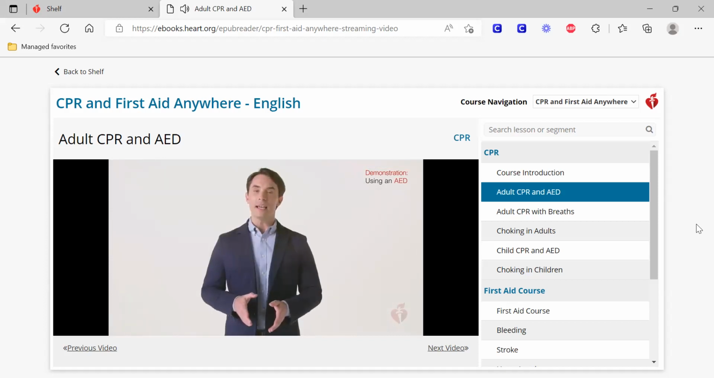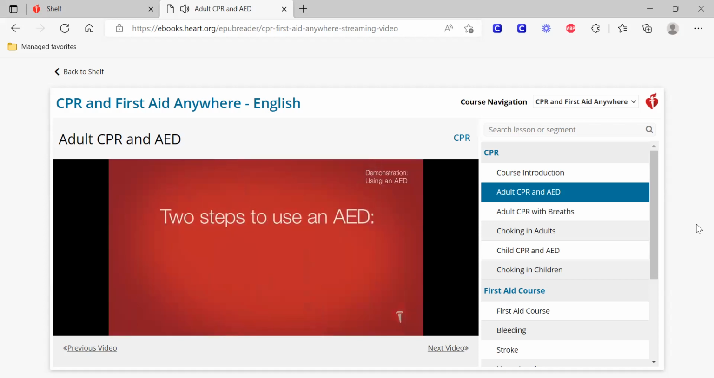If an AED is available, use it. It's safe and easy, and it can increase the chance of survival for a person who is in cardiac arrest. If you send someone to get an AED, ask the person to use it immediately while you continue giving compressions. Tell the person to turn it on and follow the prompts.